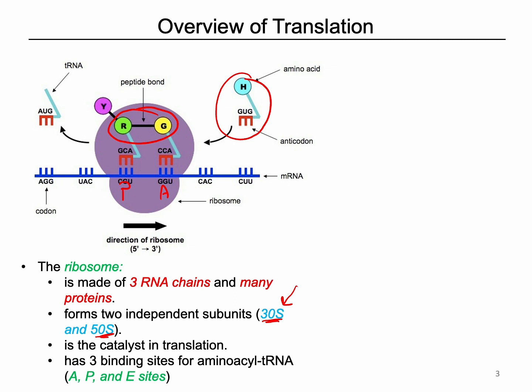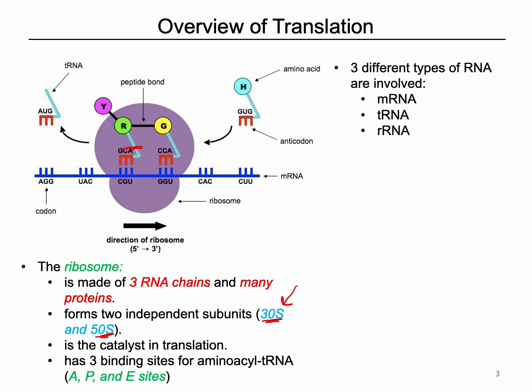This linkage right here is broken when this peptide bond is made. The entire growing peptide or growing protein is transferred over to the tRNA in the A site, and then it gets moved over to the P site. But that's kind of jumping the gun, just giving you a heads up of what we're going to see and how this happens.